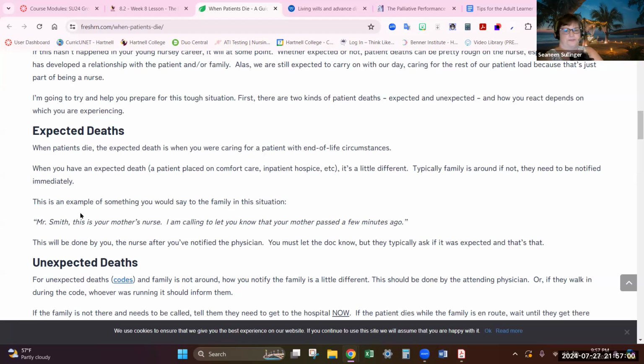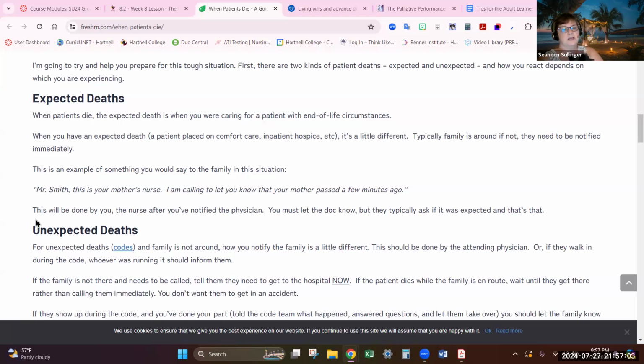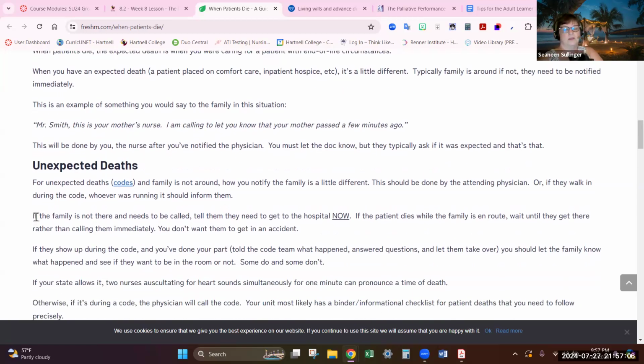Unexpected deaths. Generally, if it's an unexpected death and the family's not around, like in an emergency room situation, and then the family shows up, I'm not going to tell them as the nurse. It should be the attending physician, whoever's running the code, who should let them know. You need to tell them to get to the hospital if they're not there. Wait till they get there. And then you can have the physician or two nurses, depending on the state, call it, to listen 1 minute, and no heartbeat is heard.